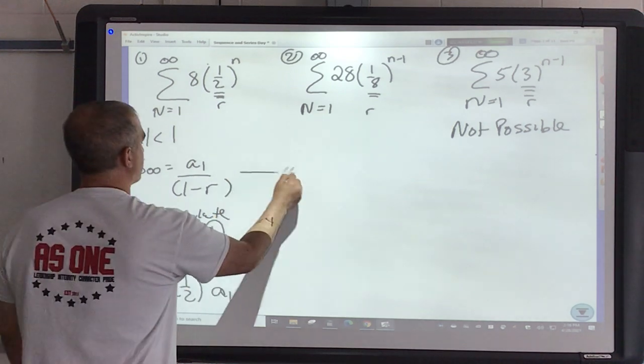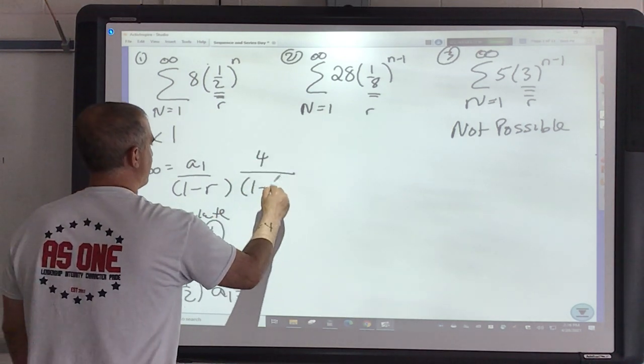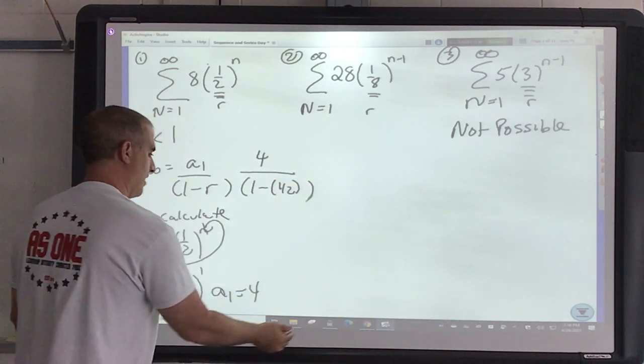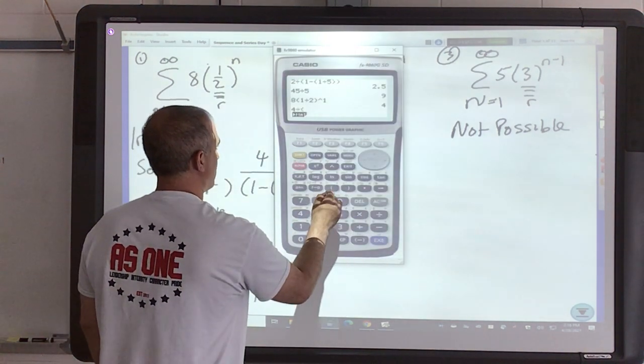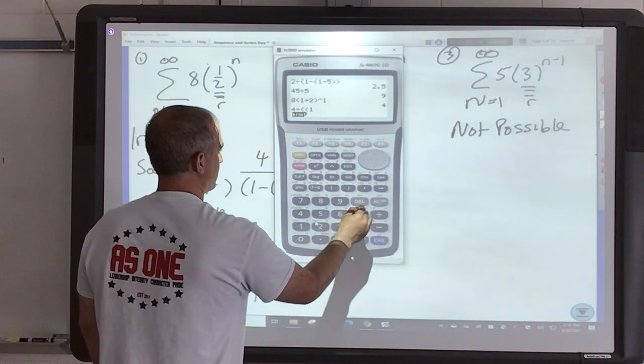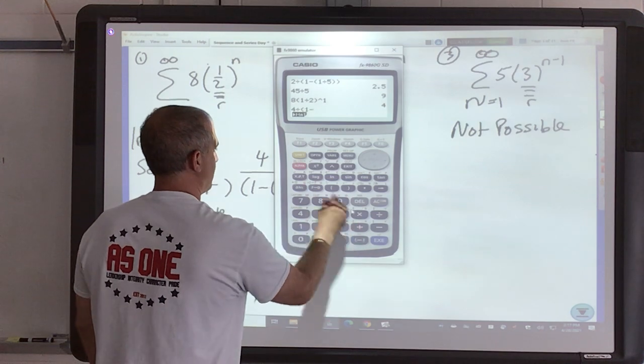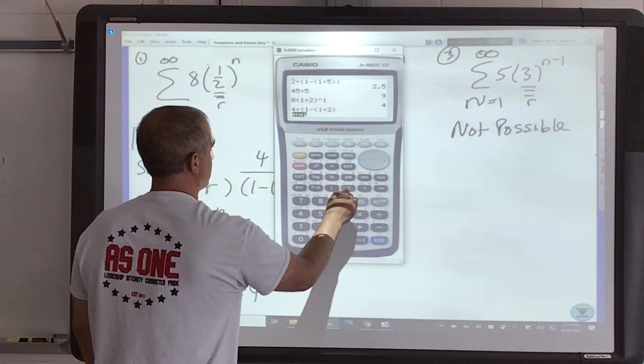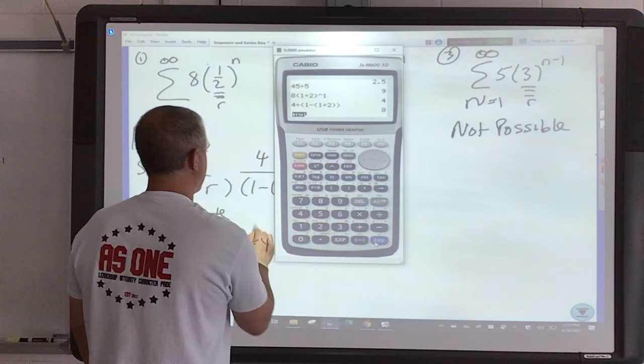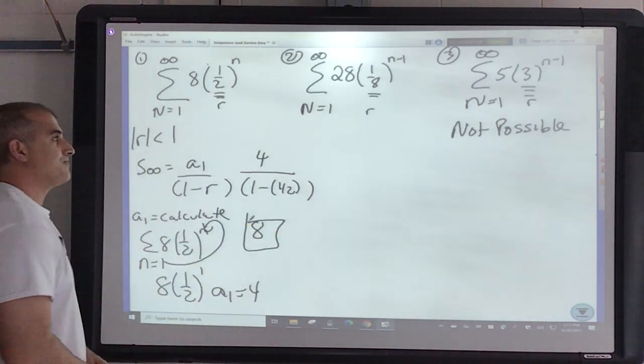All right, so now I can just go ahead and do this. 4 over 1 minus 1/2. 4 divided by 1 minus 1/2. Okay, so I get an answer of 8 for the sum there.